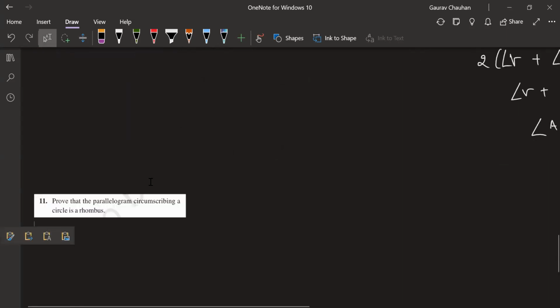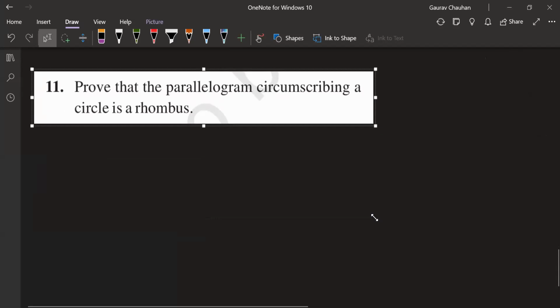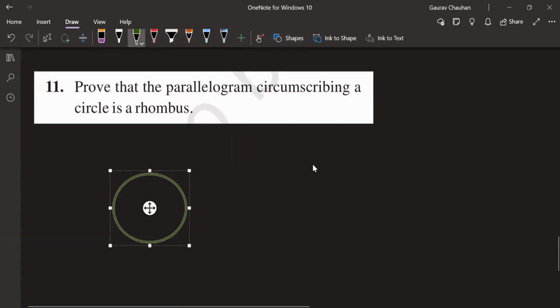Okay. Prove that the parallelogram circumscribing a circle is a rhombus. It's a very, very good question. Okay. Parallelogram circumscribing. What is circumscribing? We've seen already. Okay. So there is a circle. Let me make it a different color.